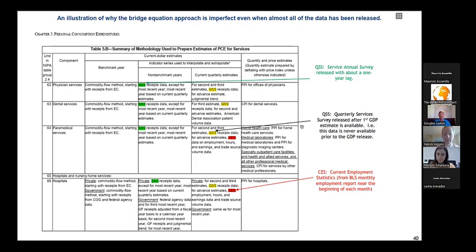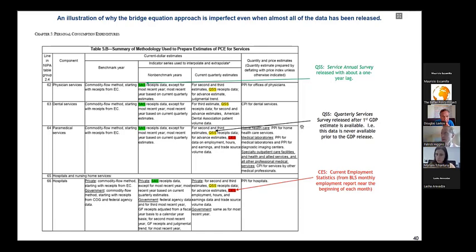For the second and third estimates, they're going to use the Quarterly Services Survey, which is not released until the first GDP estimate is released. But once they have it, that's what they're going to use. And then the one in green is the Service Annual Survey.